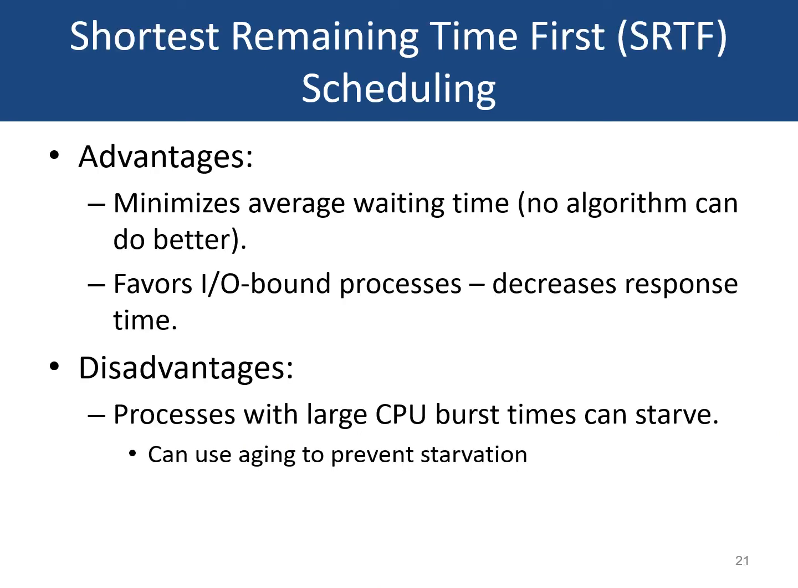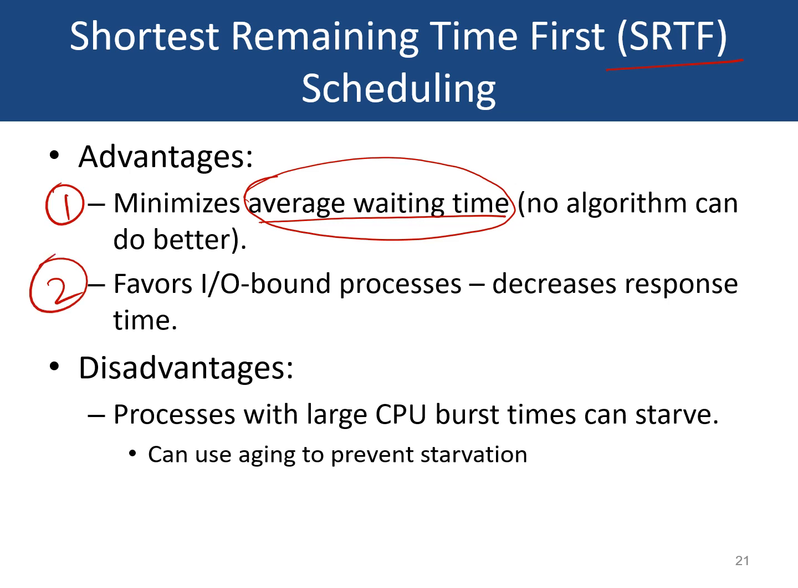Let's think about some of the advantages and disadvantages of using the SRTF algorithm. The primary advantage of using SRTF is that this algorithm results in the minimum average waiting time for a given set of processes. No other scheduling algorithm can do any better in terms of the overall average waiting time.